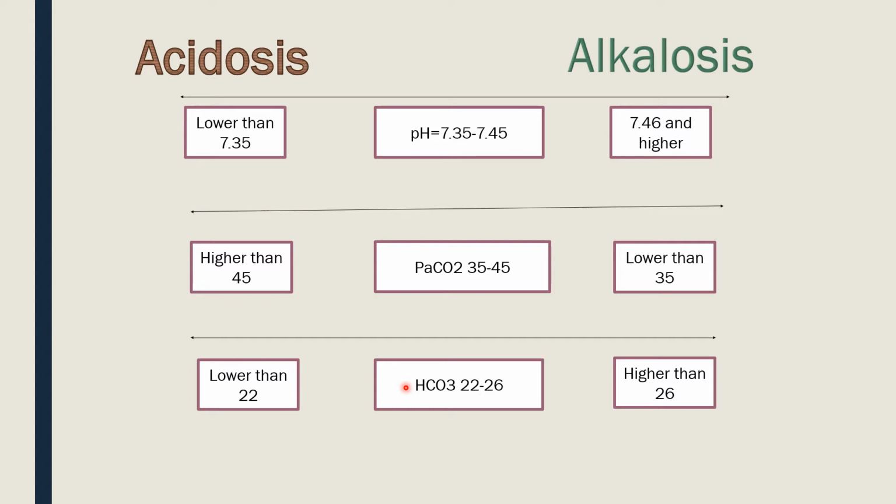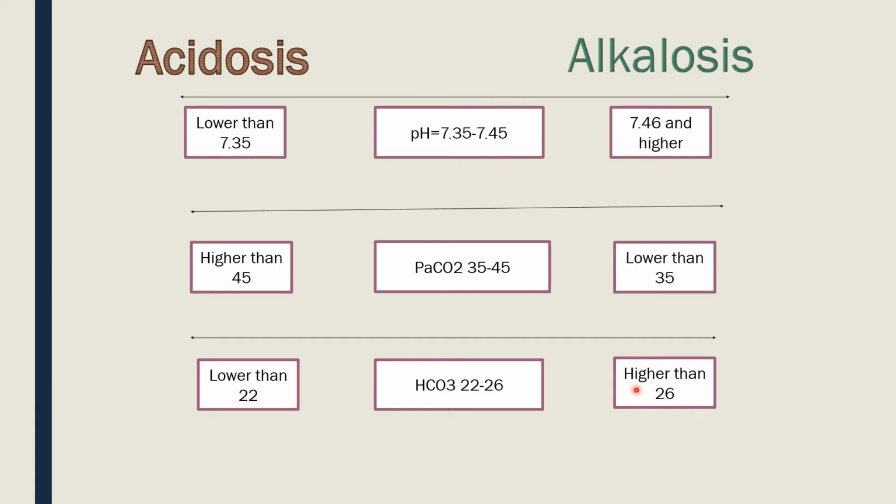Okay, now let's go back. So here are the normal values that I showed you earlier, right? Now, if your patient's lab value for pH is below 7.35, that's more on the acidosis side. While if it's more than 7.45, that's more on the alkalosis side. With PaCO2, if it's higher than 45, it's more acidotic. But if it's lower than 35, then that's more alkalosis. And for bicarb, lower than 22 is more acidosis, and higher than 26 is alkalosis.